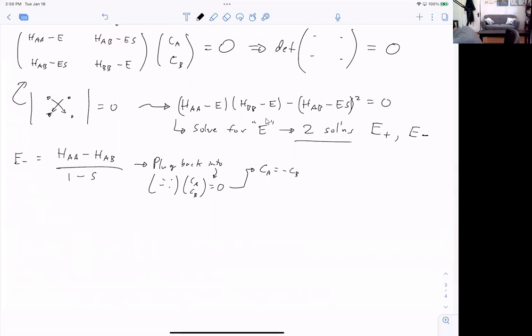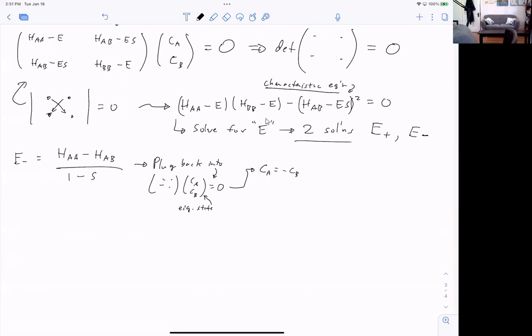I'm not going to do it. That's some algebra, but this is a very typical eigenvalue problem. Once you find the eigenvalue from this equation, which we call the characteristic equation, then we plug that back into the matrix and we get the eigenstate, which is that vector, which is basically the values of CA and CB that correspond to that energy.